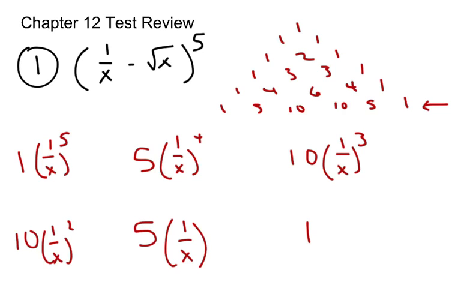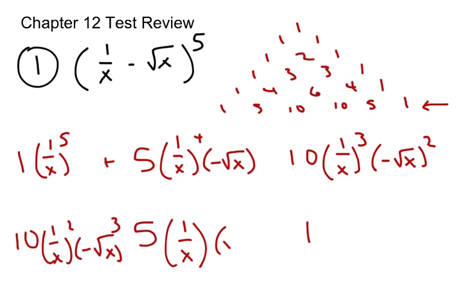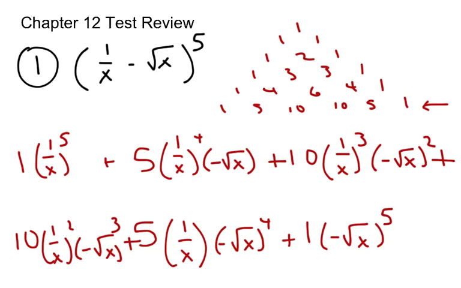The second term, be careful, it's negative square root of x. So the first term should have no negative square root of x, because it's negative square root of x to the 0 power. The second one should have negative square root of x to the 1st, then to the 2nd, to the 3rd, to the 4th, and negative square root of x to the 5th. And all of these have plus signs between them right now.